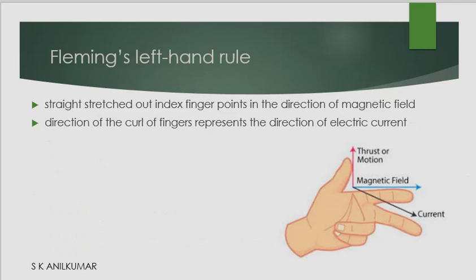This is a solenoid. Now what is Fleming's left hand rule? When you stretch out your left hand, the thrust or motion caused will be in the direction of the thumb. The magnetic field will be in the direction of the index finger, and the curled finger will be the direction of the current. The straight stretched out index finger points to the direction of the magnetic field, the curled finger directs the electric current, and the thrust or motion is in the direction of the thumb.